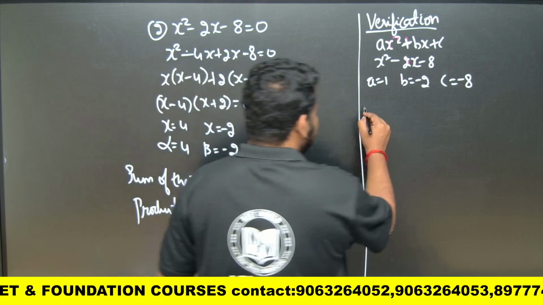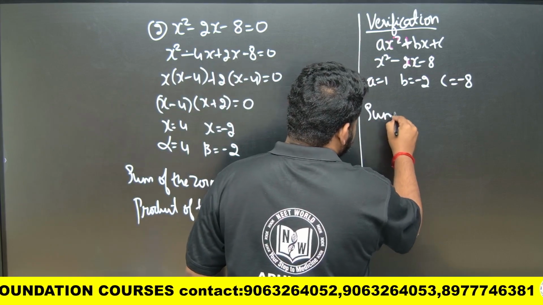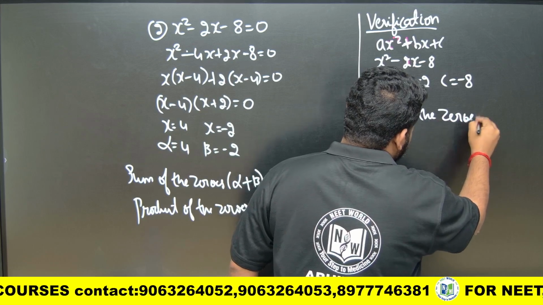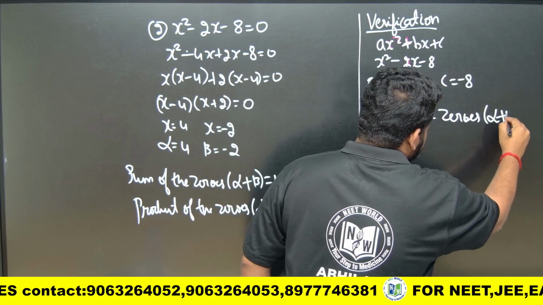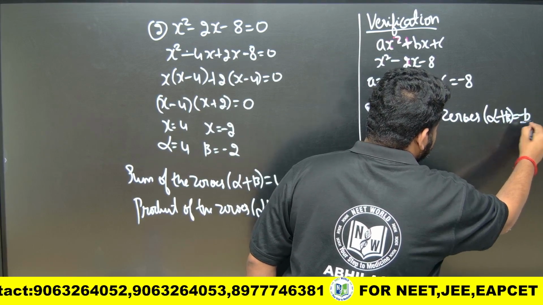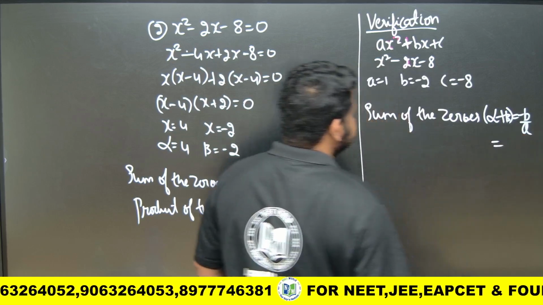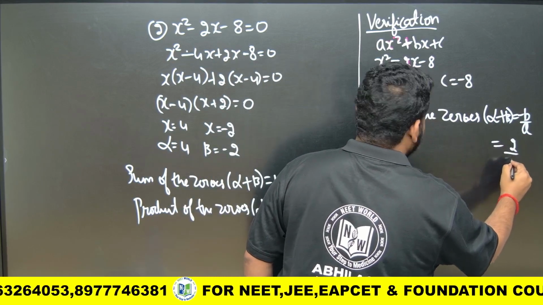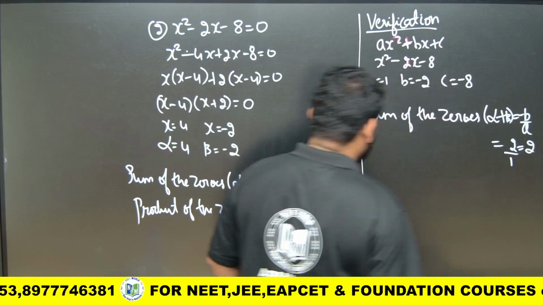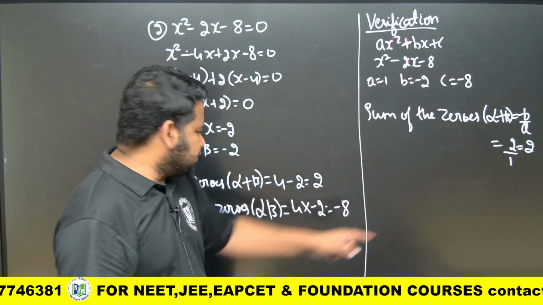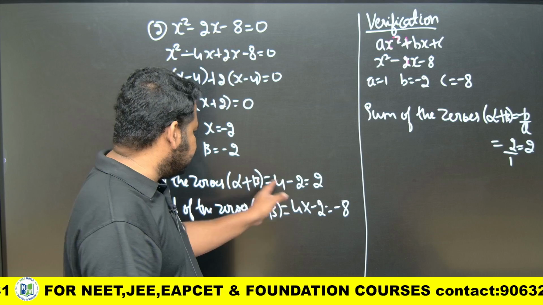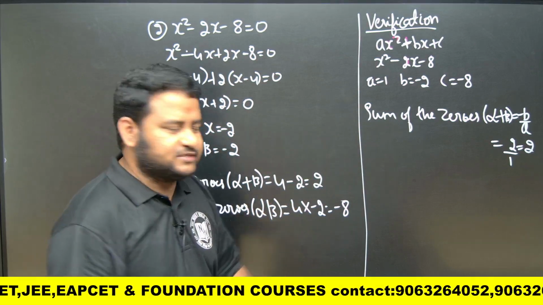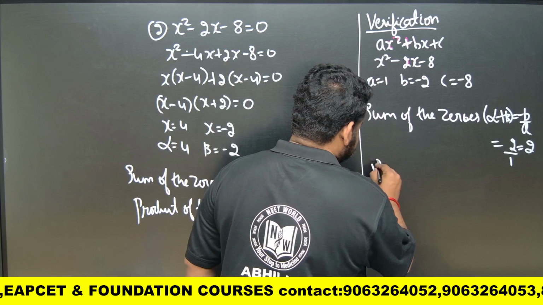Now, by the formula method, sum of the zeros, alpha plus beta, is equal to minus b by a. Minus b is minus of minus 2, that is 2. a is 1. So that will be equal to 2. So sum of the zeros alpha plus beta, we got as 2. That is the formula method; this was the direct method. Let us have a look at the product of the zeros.